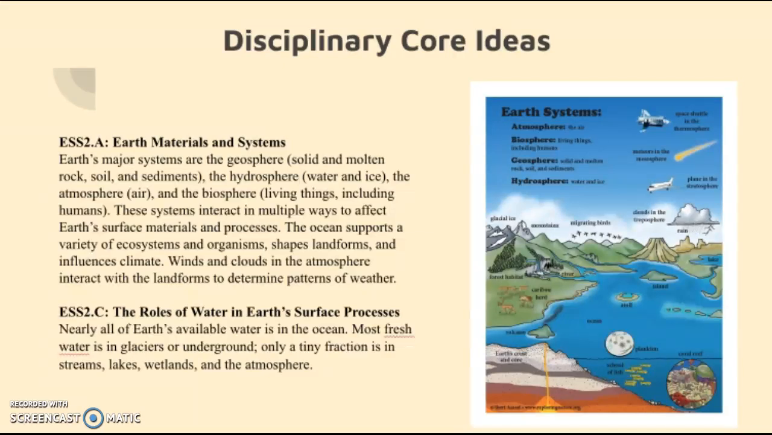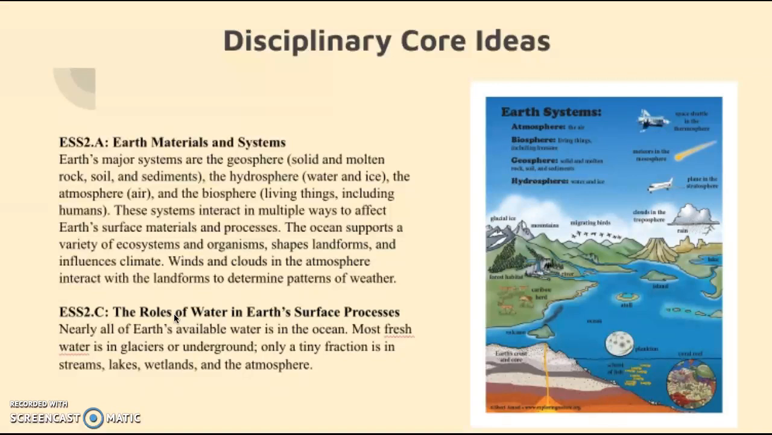Fifth grade disciplinary core ideas, ESS2A, Earth materials and systems. Earth's major systems are the geosphere, the hydrosphere, the atmosphere, and the biosphere. These systems interact in multiple ways to affect Earth's surface materials and processes. The ocean supports a variety of ecosystems and organisms, shapes landforms, and influences climate. Winds and clouds in the atmosphere interact with the landforms to determine patterns of weather.